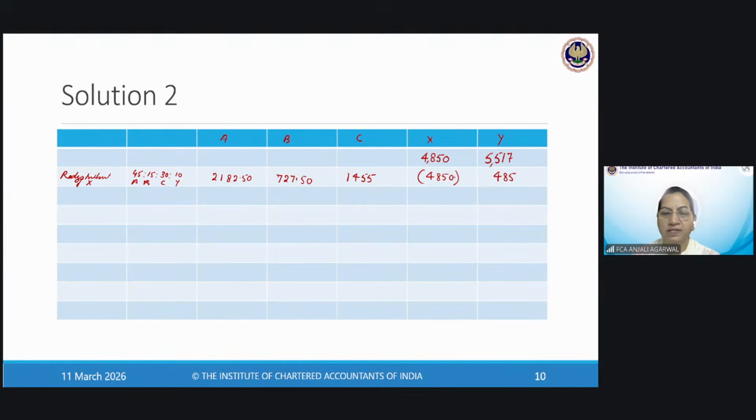In the exam you can speed up your calculations. For example, when I took 4850 into 0.45, I got this figure. The next one is one third of it, divide by 3. Next one is double of the previous, into 2. Then the next one is again one third, divide by 3. So I don't have to type again and again 4850 into 0.45, into 0.15, and so on.